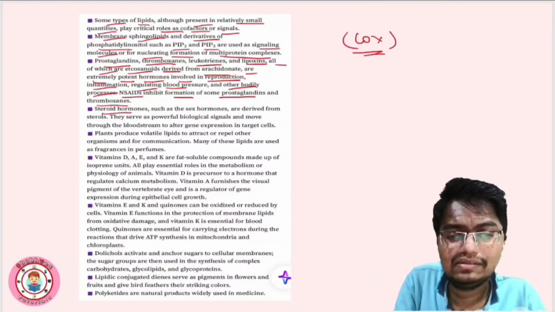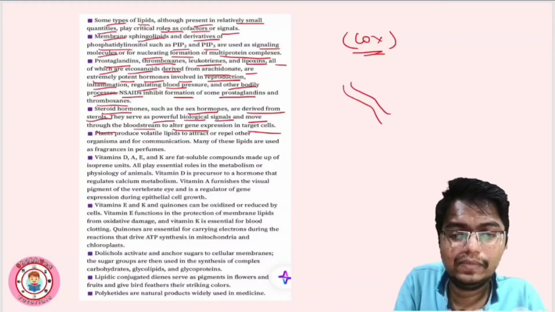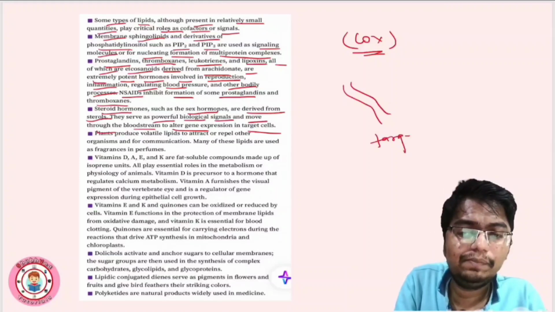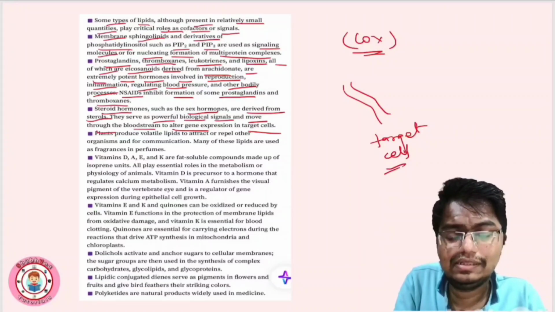Steroid hormones such as sex hormones are derived from sterols. They serve as powerful biological signals, right, and move through the bloodstream to alter gene expression in the target cell. So they move through the bloodstream to the target cell. And what do they do there? They alter the gene expression, right?